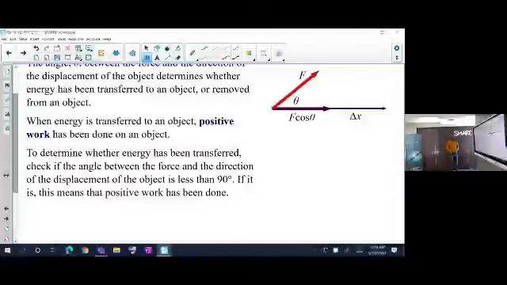I hope I'm clear here to everyone. This is a condition for positive work: theta is less than 90 every time. Don't forget that.